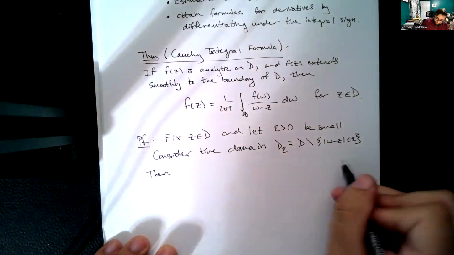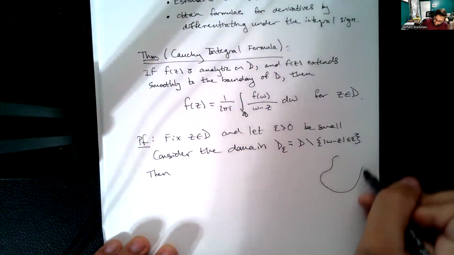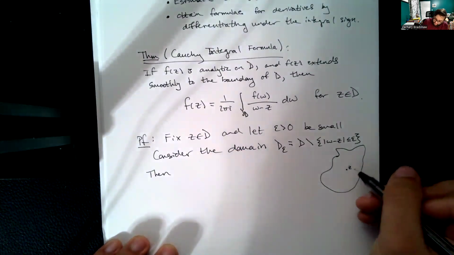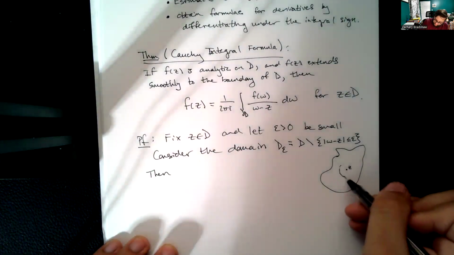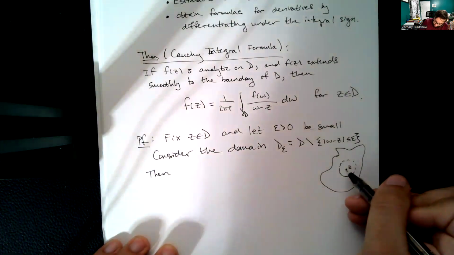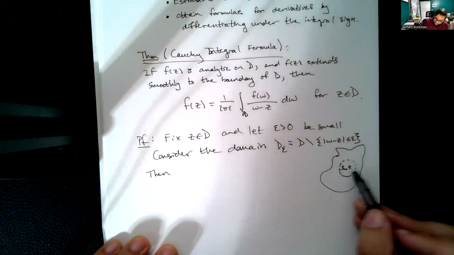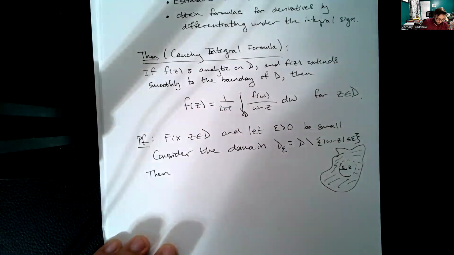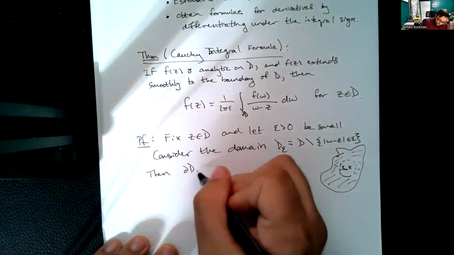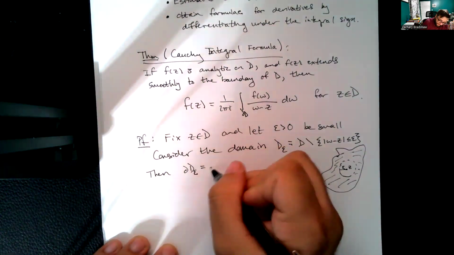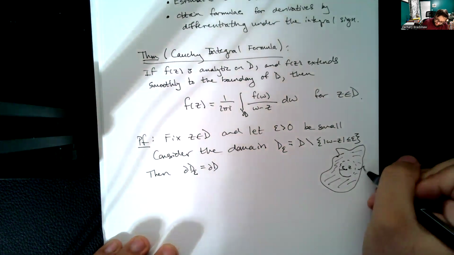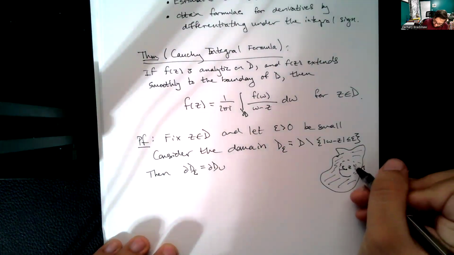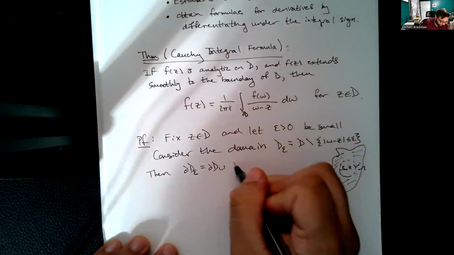Then, so what do we have here? We have some domain, might look goofy like that. And we have some point z, and we have a disk around z, radius epsilon, and we're removing this disk from the domain. So this is now D epsilon. So the boundary of D epsilon is the boundary of D, this guy, union the boundary of this disk, which is, remember, going to go this way. We want our domain to the left.